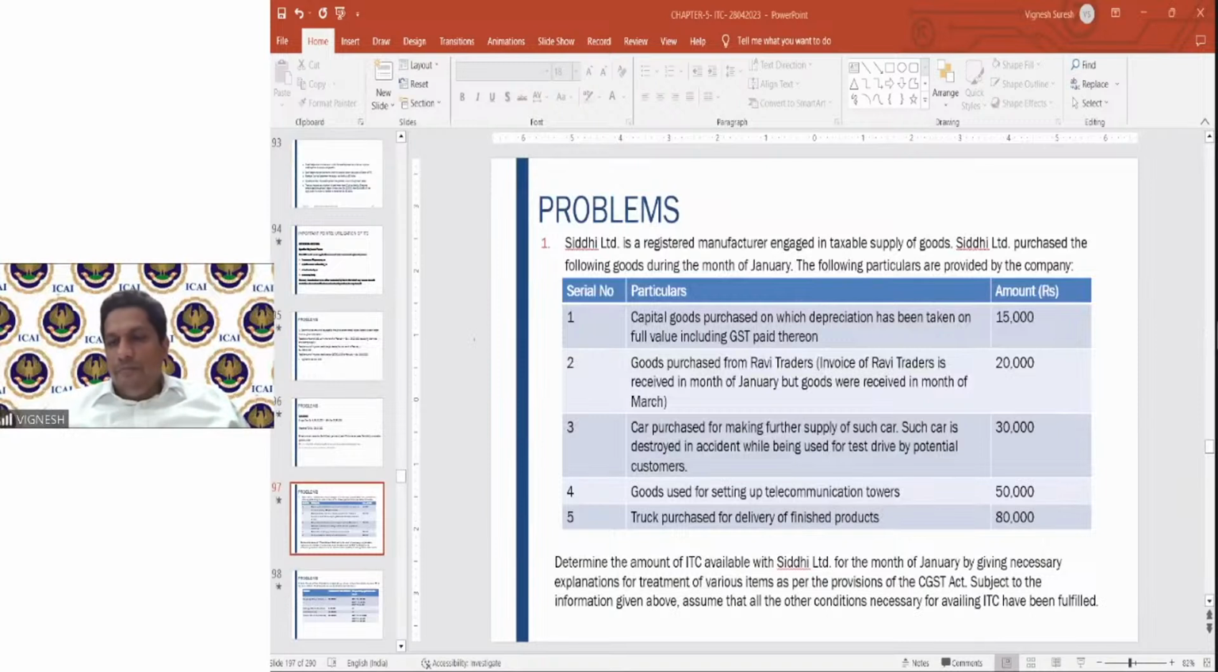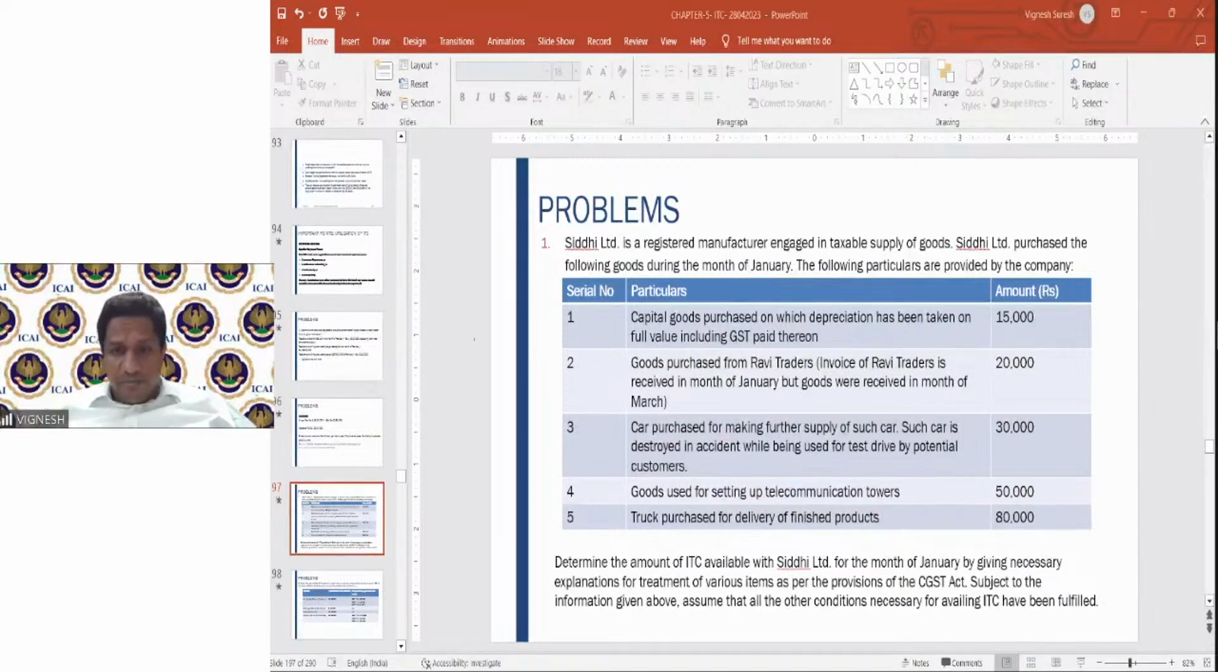ITC, okay. So if you remember the section, mention the section. Section 16 subsection 3 is the section which talks about this particular point. Therefore, if the depreciation has been claimed, you have to write: since the depreciation has been claimed on the tax component of the value of the capital goods, ITC of such tax cannot be availed in terms of 16 subsection 3. Understood? You have to clearly mention that point. You cannot claim the input tax credit because he has claimed depreciation on the GST component also.